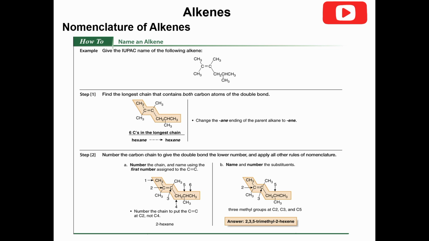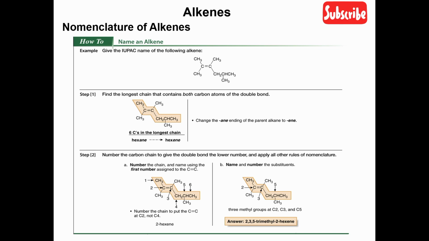The compound name is 2,3,5-trimethyl, because number and number are separated by commas, and number and letter are separated by a hyphen. Then hex-2-ene, talking about the position of the double bond, which is 2. So this is how to name your alkenes.